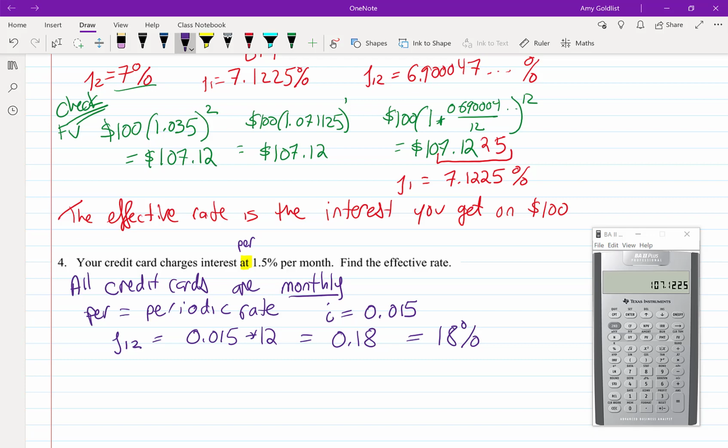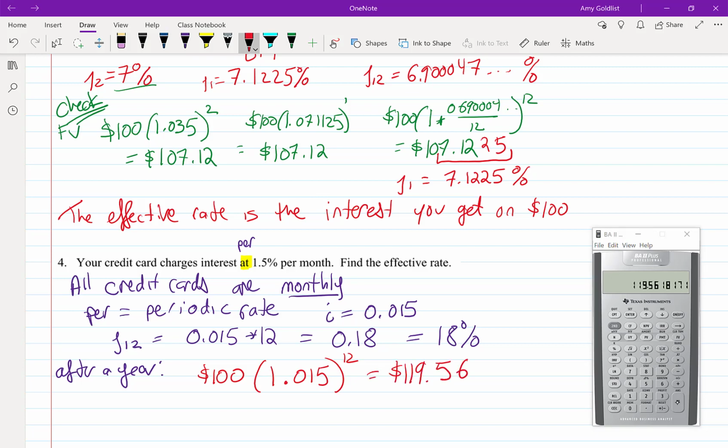So let's see how much we have after 1 year. And this is the same thing that we've been doing. We start with $100 and we put it at, well, we know that it's 0.015 to the power of 12. So 100 times 1.015 to the power of 12. And that is going to give me $119.56. So the effective rate, or J1, it's 19.56%. And you can check this using the interest conversion worksheet.